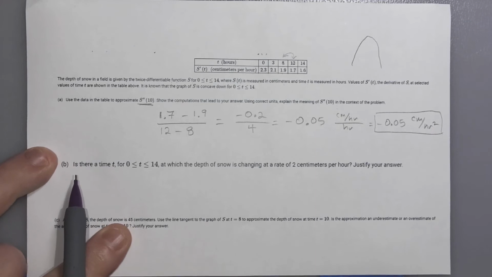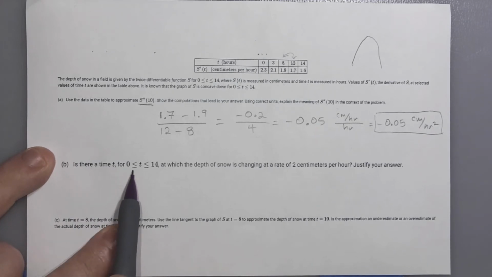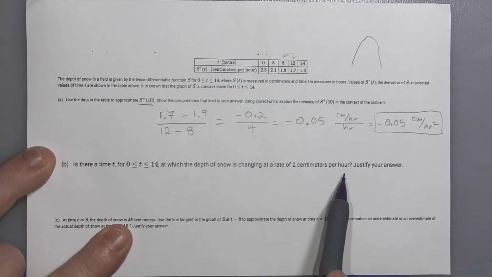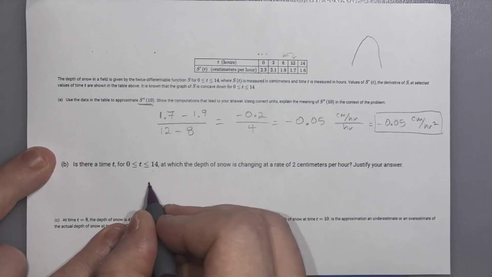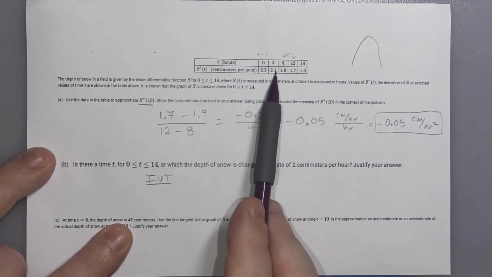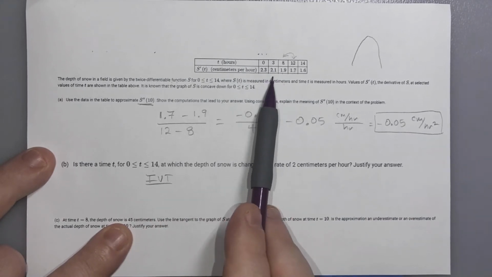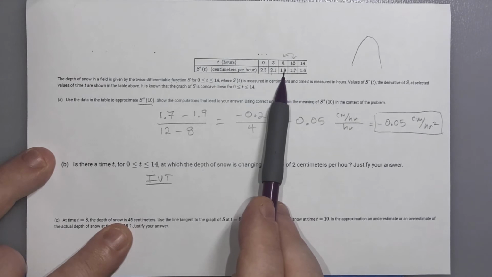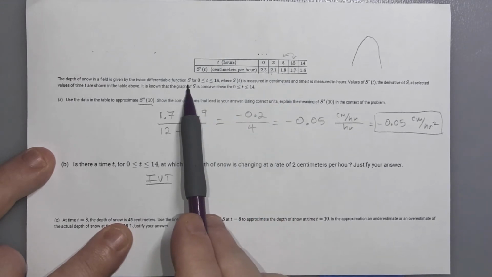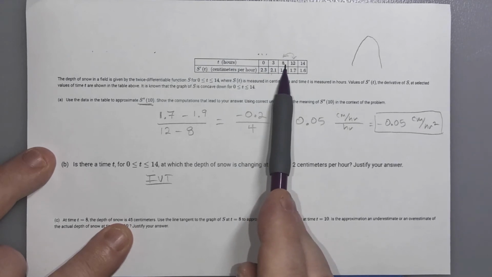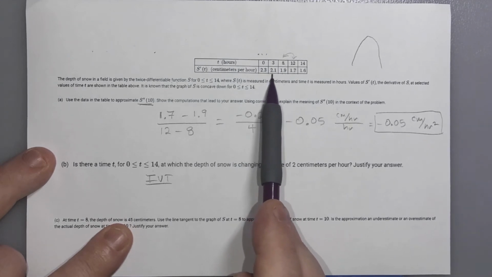Okay. In part B, it says, is there a time between 0 and 14 when the depth of the snow is changing at a rate of 2 centimeters per hour? Well, that's actually true by the intermediate value theorem, if you think about it, because at time equals 3, the rate of change of the snow is 2.1, and then at 8, the rate of change of the snow is 1.9. So since this is a twice differentiable function, which means it's continuous, somewhere between 3 and 8, you must have hit 2.